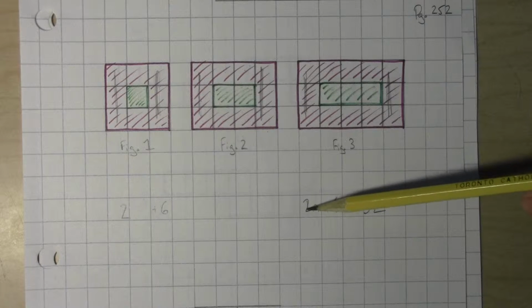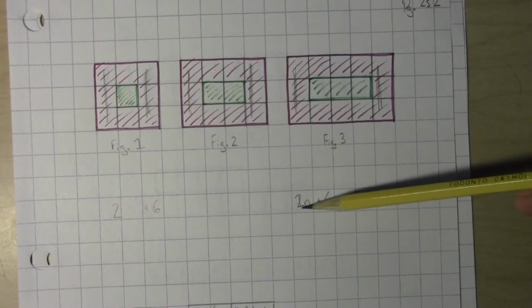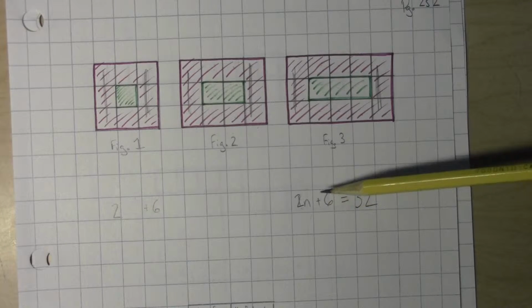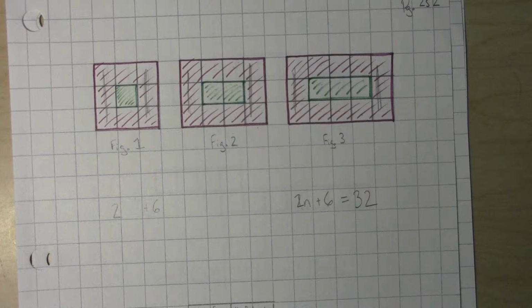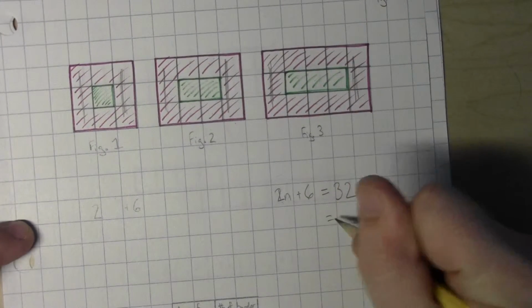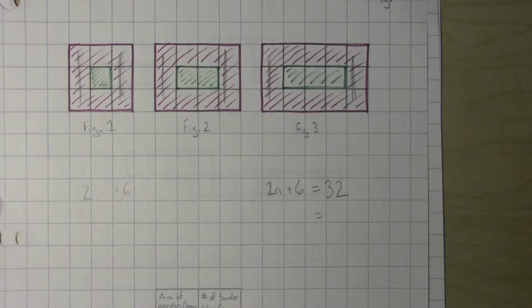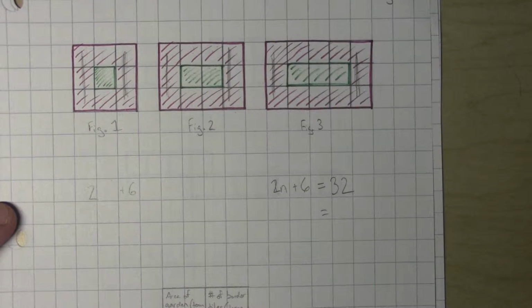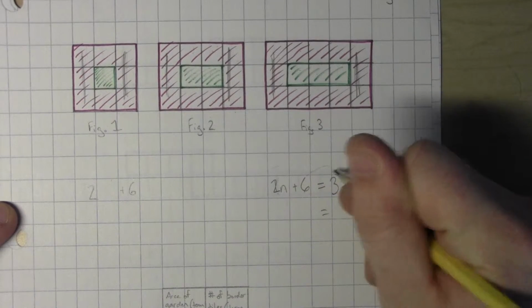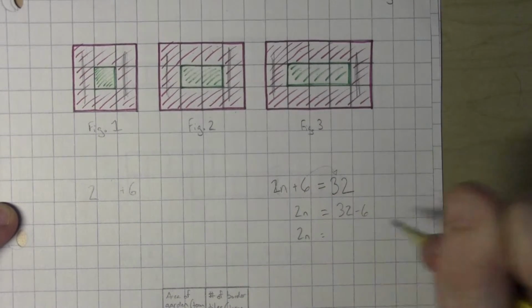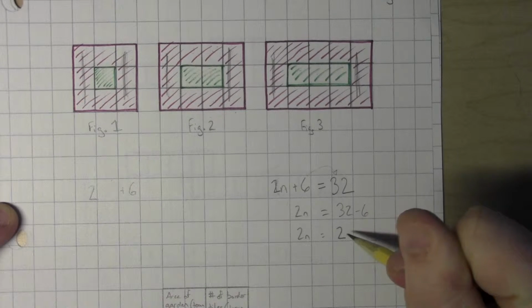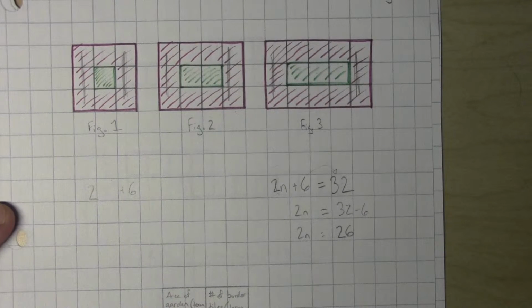Right? So 2 top and bottoms for every green you have, plus the 6 to the sides will give you 32. So how do I solve this equation just using easy math here? Somebody solve this for me? Someone, how do I get n by itself? Subtract 6. So I move the 6 across. 32 minus 6 is going to equal 2n. So 2n equals, please don't make me do this all by myself. Okay, I did it all by myself.